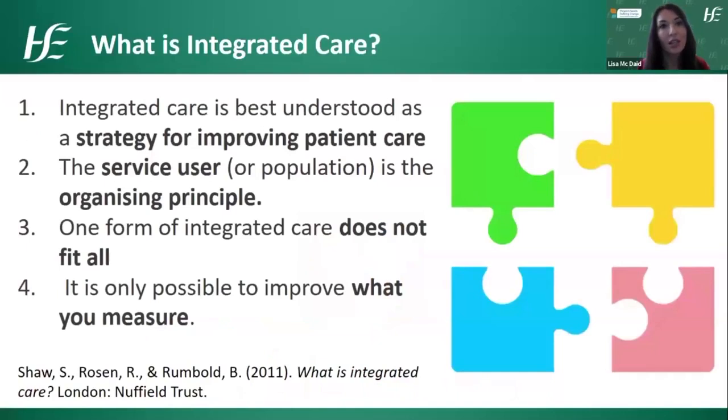So integrated care is a complex and evolving concept. In fact, a literature review in 2009 identified approximately 175 definitions of integrated care. But in the report, What is Integration?, Shaw et al. outlined 4 key lessons that can serve as guiding principles for anyone pursuing integrated care. The first is that integrated care is best understood as a strategy for improving patient care, where the service user is the organising principle; that one form of integrated care does not fit all; and that it is only possible to improve what you measure.